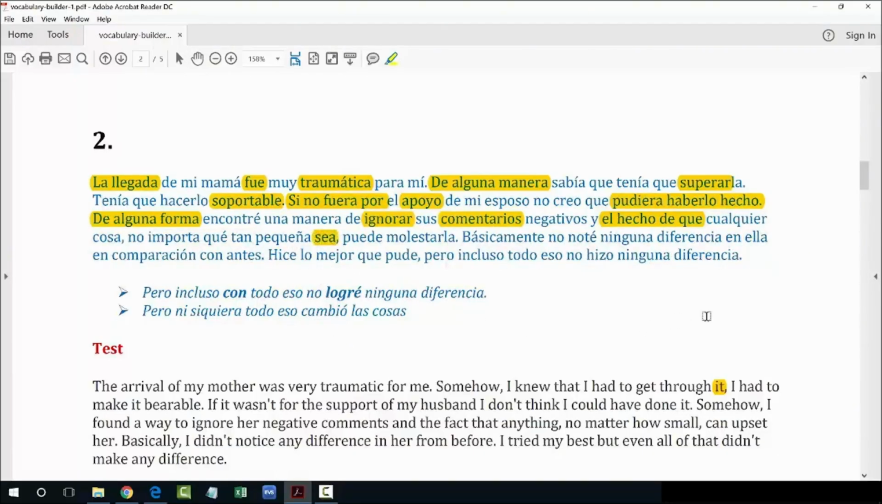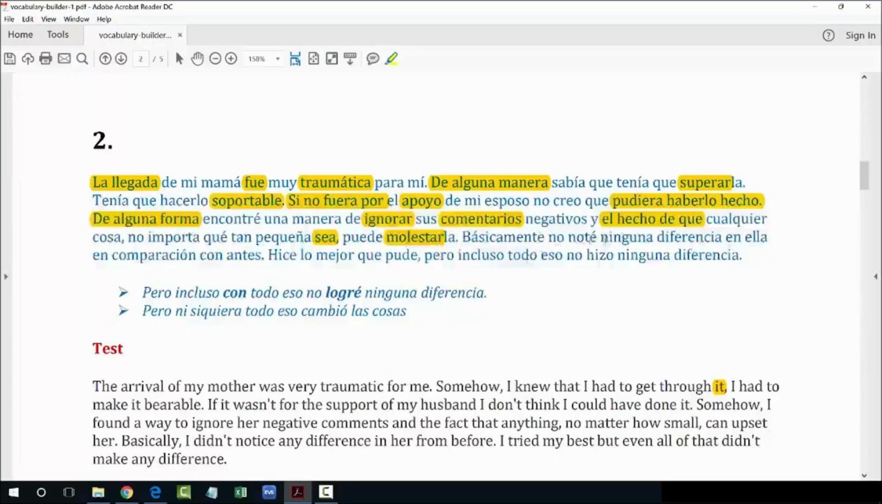So it's saying that the fact that anything, regardless, or it doesn't matter how small it might be. Que tan pequeña sea. It could annoy her. Puede molestarla. Here we have the verb to annoy, molestar, or to bother.